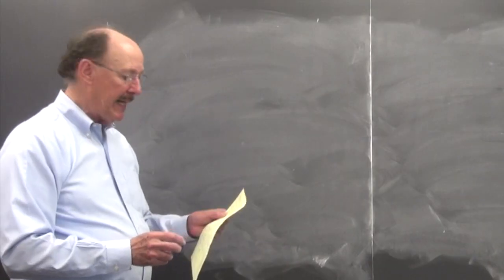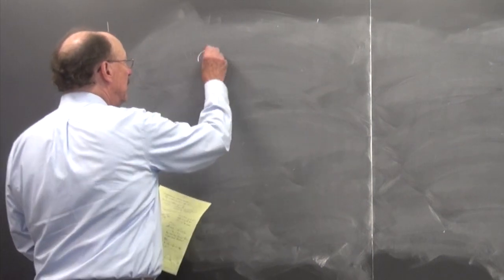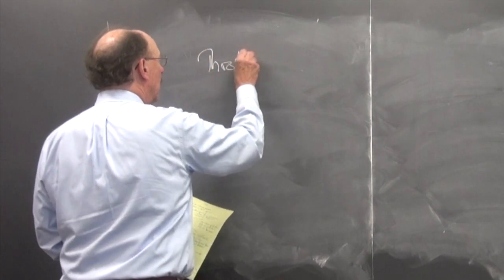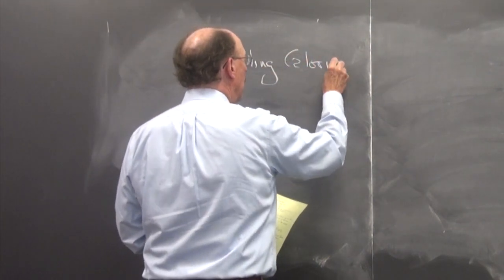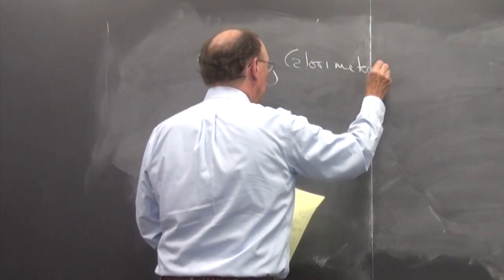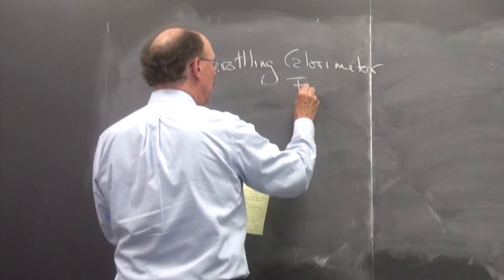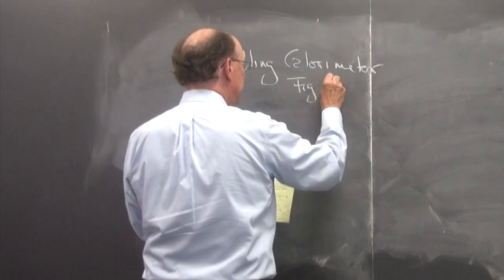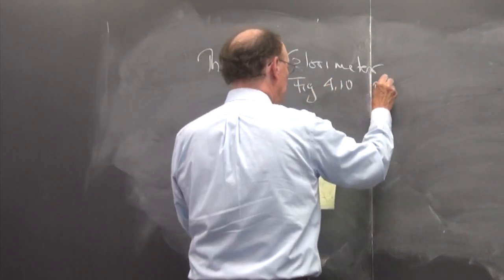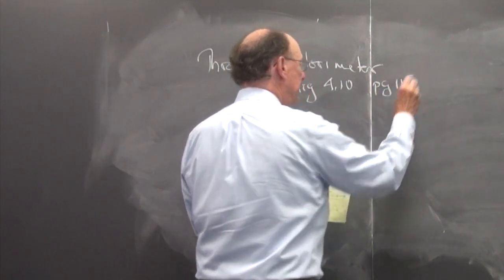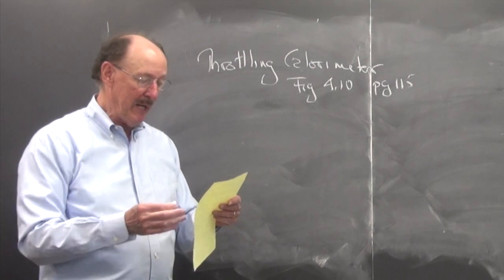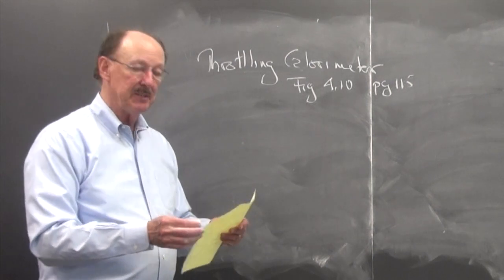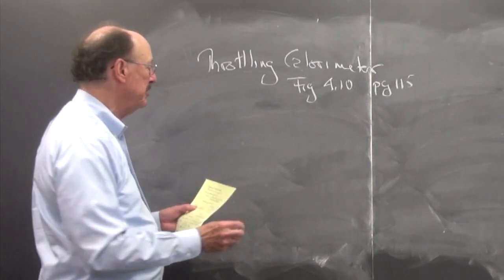So what we want to look at next is a throttling calorimeter. And this is figure 4.10 in the text, page 115. Now the drawing in the text is much better than I can draw, so you may want to look at that while we look at this. So what we want to do is to be able to measure steam quality.